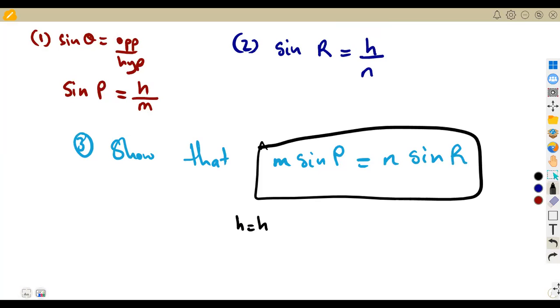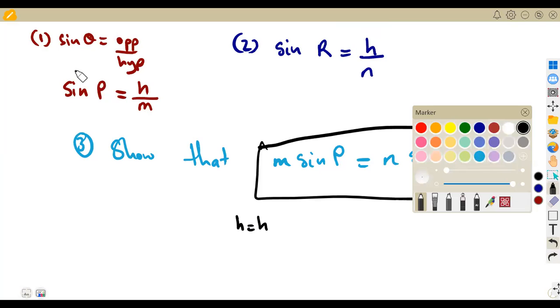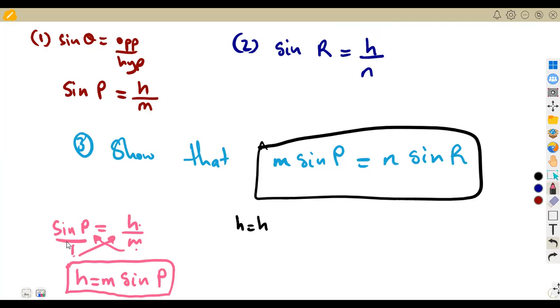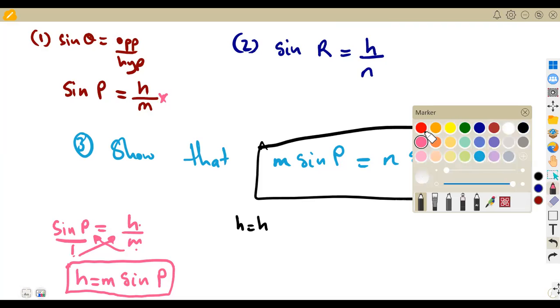So from this one, you're gonna find your H. The sine of P is equal to H over M, over 1. So let us find H, cross multiply. 1 times H is equal to M times the sine of P, which is M sine of P. So this is the term representing H from this one. We just cross multiply whatever we did there.